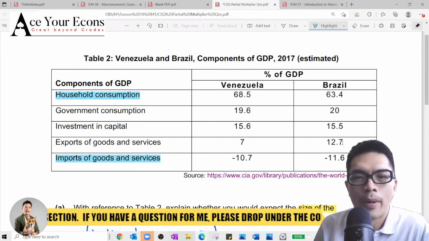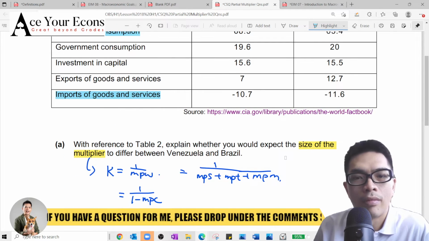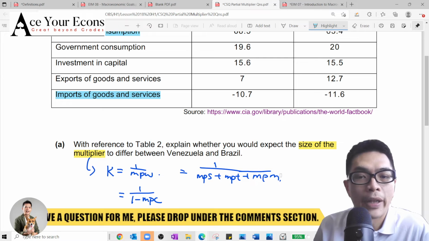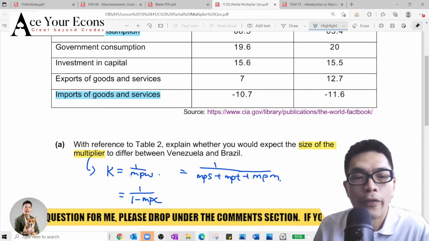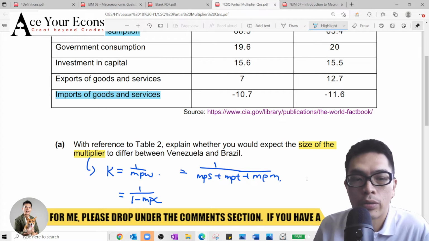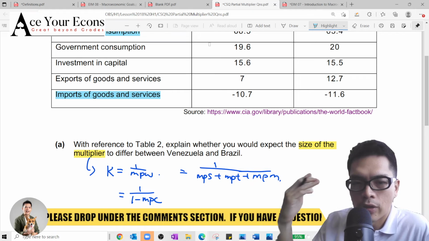What can we compare about Brazil and Venezuela in terms of imports? The withdrawal is smaller for Venezuela, right? So MPM is likely to be lower, and therefore the size of your multiplier is going to be larger for Venezuela. For everyone who adopted this line of thought, good.